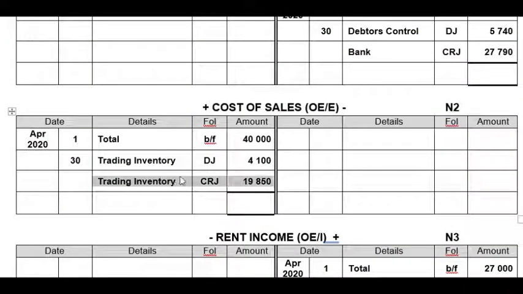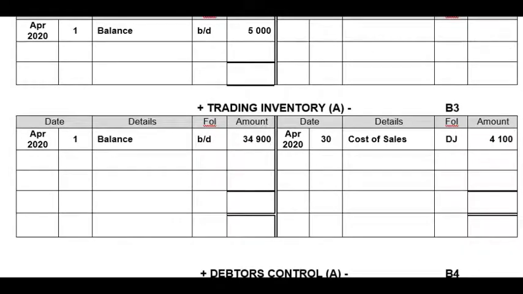In cost of sales, you will write trading inventory, but now be careful, we are in the CRJ, not in the DJ. And it's still on the 30th, so you don't have to write 30 again. In trading inventory, on the credit side, you will write cost of sales, and it's also still on the 30th. So you would notice that these two cost of sales columns, the one from the DJ and the one from the CRJ, are always posted to the same side. The only difference is the journal and the amount.